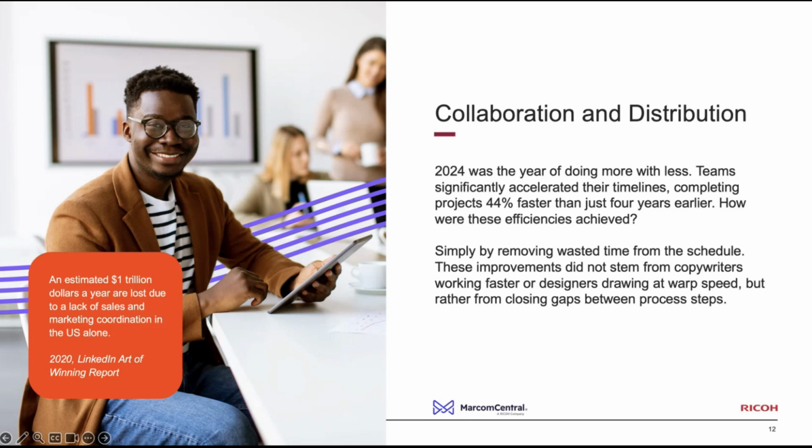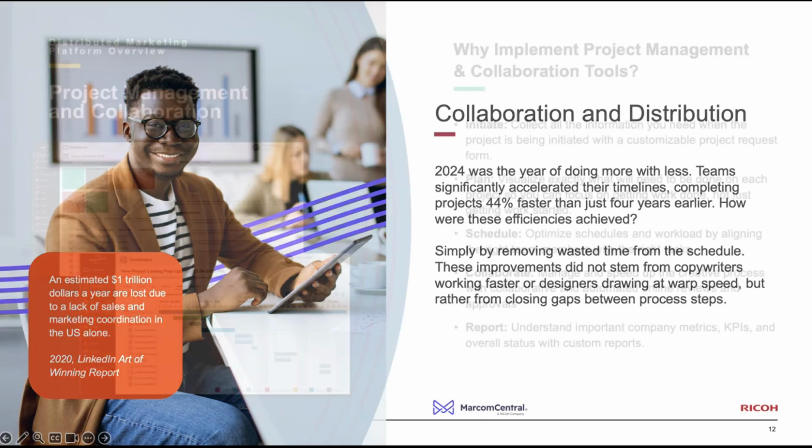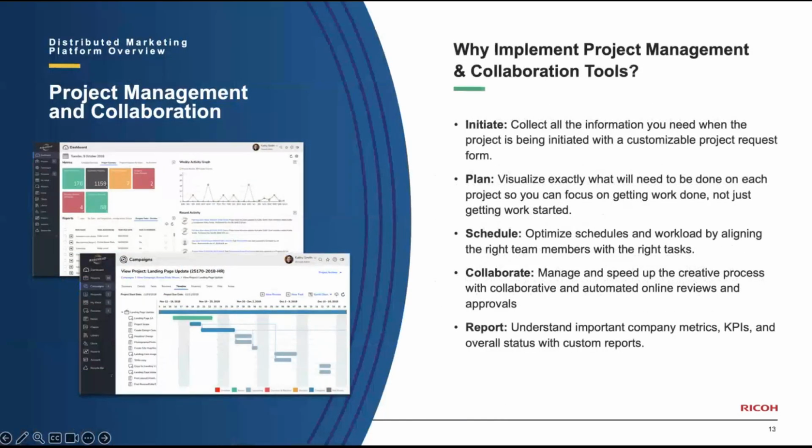An estimated $1 trillion a year are lost due to a lack of coordination of those gaps. They're incredibly time consuming, incredibly costly in your workflow. One of the things that Ricoh supports is effective project management software to allow you to be able to eliminate those bottlenecks. I want you all to think about, if you're an existing MarcomCentral customer, if you already own maybe an asset management solution today and are looking for something maybe to allow you to be more effective like MarcomCentral.